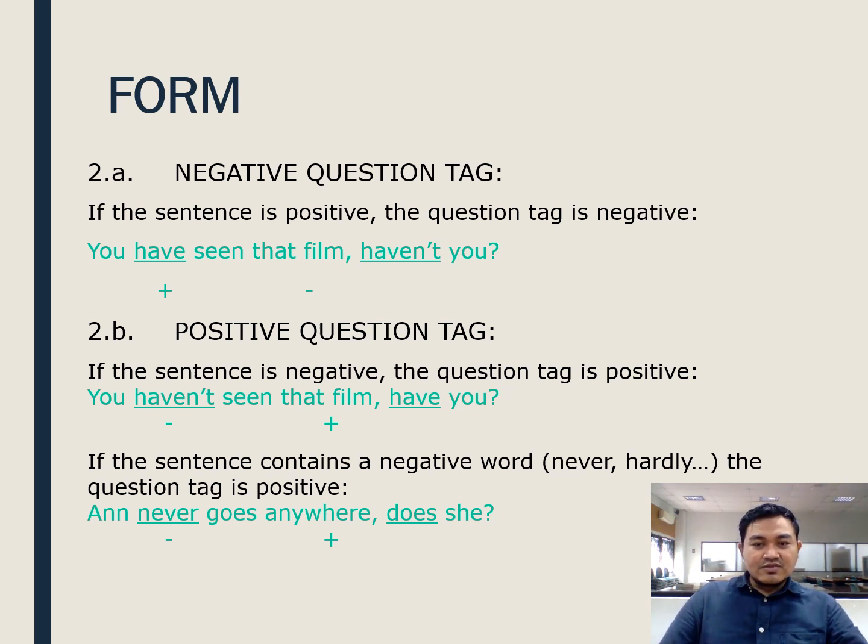So be careful when the sentence contains negative words like never, hardly. The question tag should be positive because never and hardly mean that the sentence is negative. For example, Anna never goes anywhere, does she? Even when you couldn't see "not" in the sentence yet, never and hardly mean that it is negative.